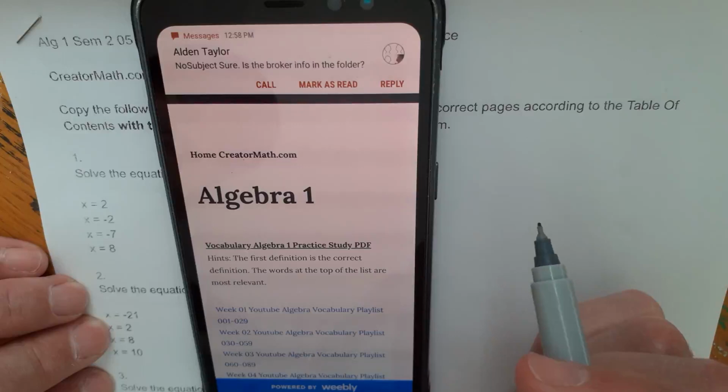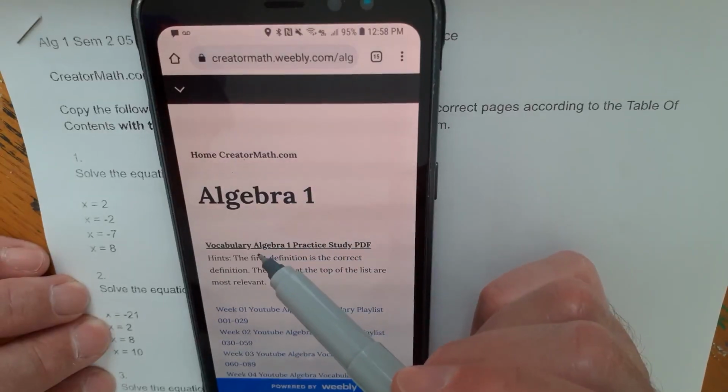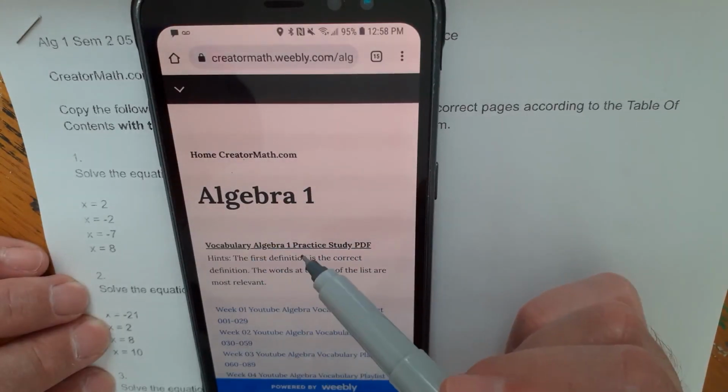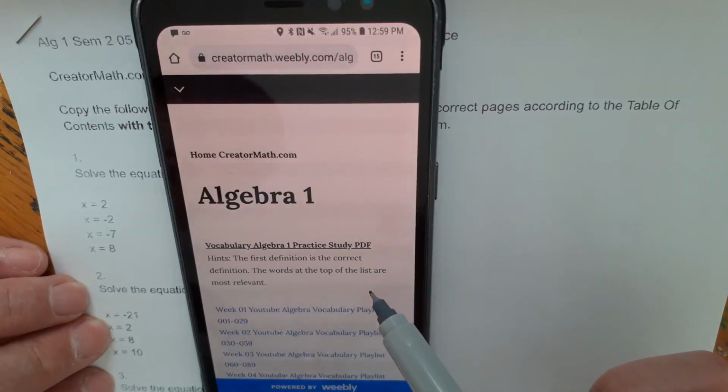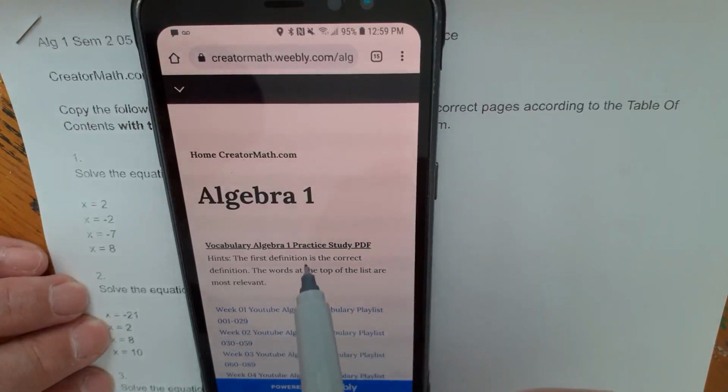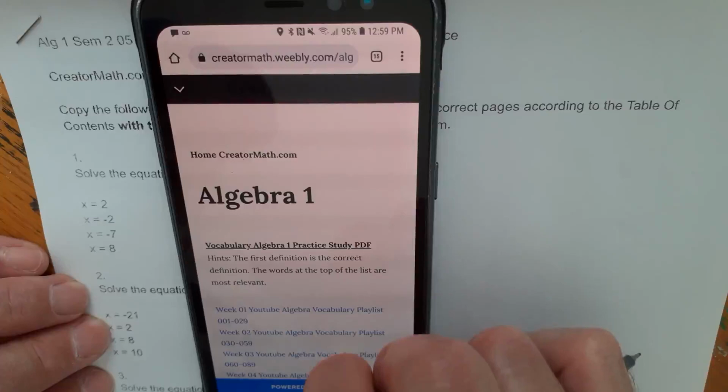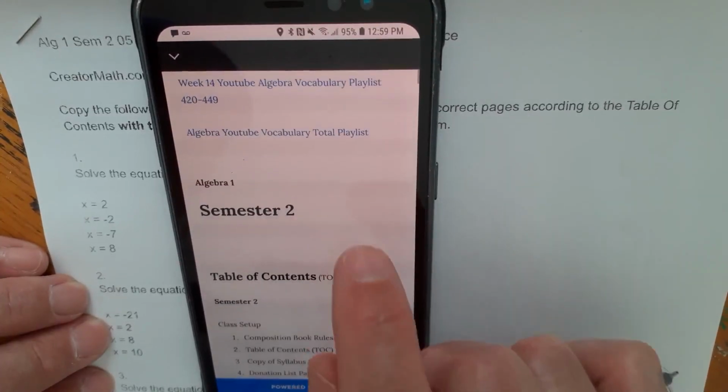This is the vocabulary for Algebra 1. Don't forget there's a full PDF here. If you're not getting 100% on your vocabulary practices, then you may not know how to open this PDF and search it. Google, how do you search a PDF, and open this up. All the words are on there as far as I know for the entire year.